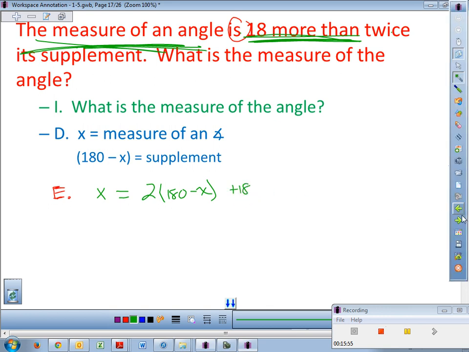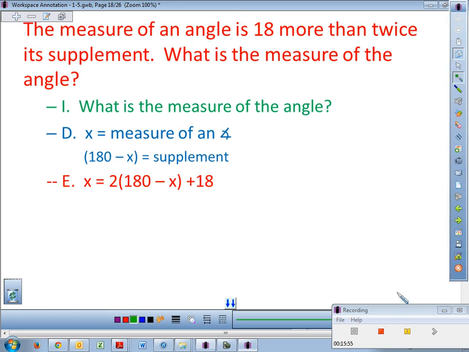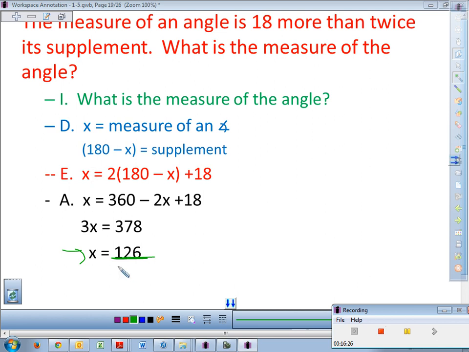Solve for x. Pause the video. Solve for x. Act it out. That's what A stands for. Act it out by solving. So we should have solved and got x equals 126.